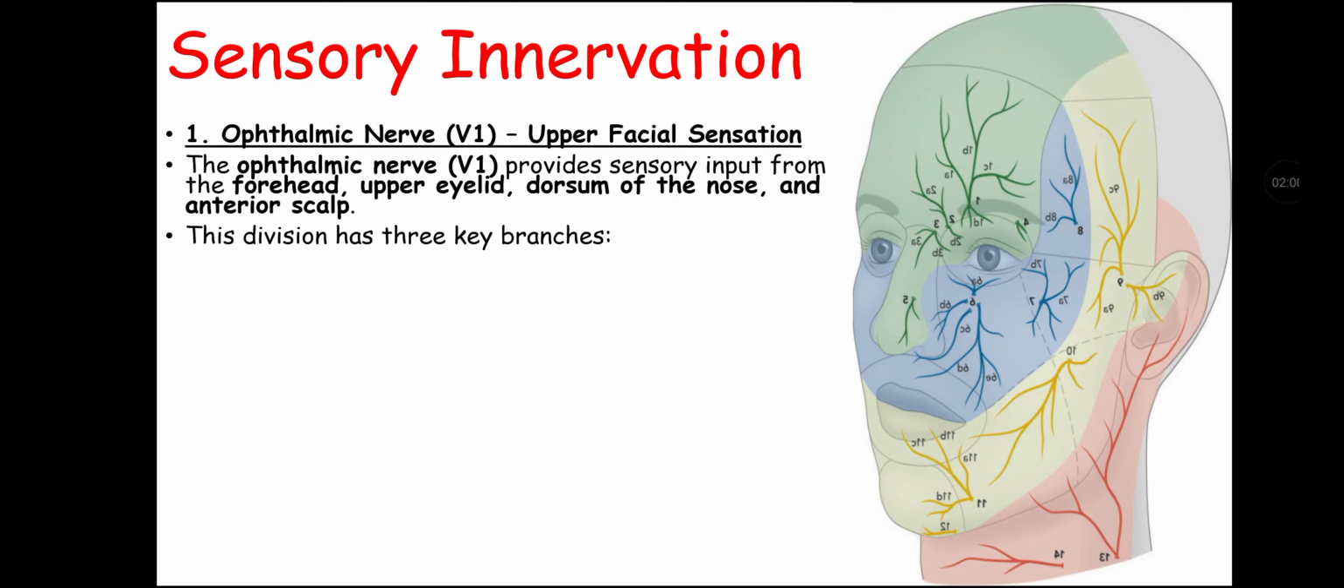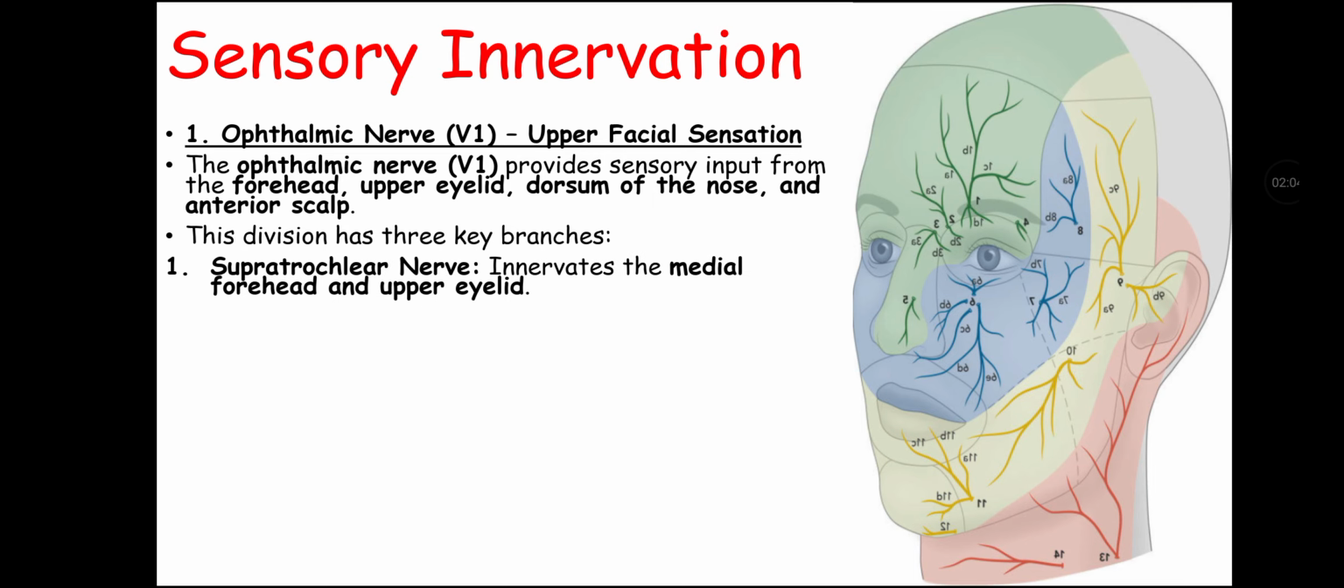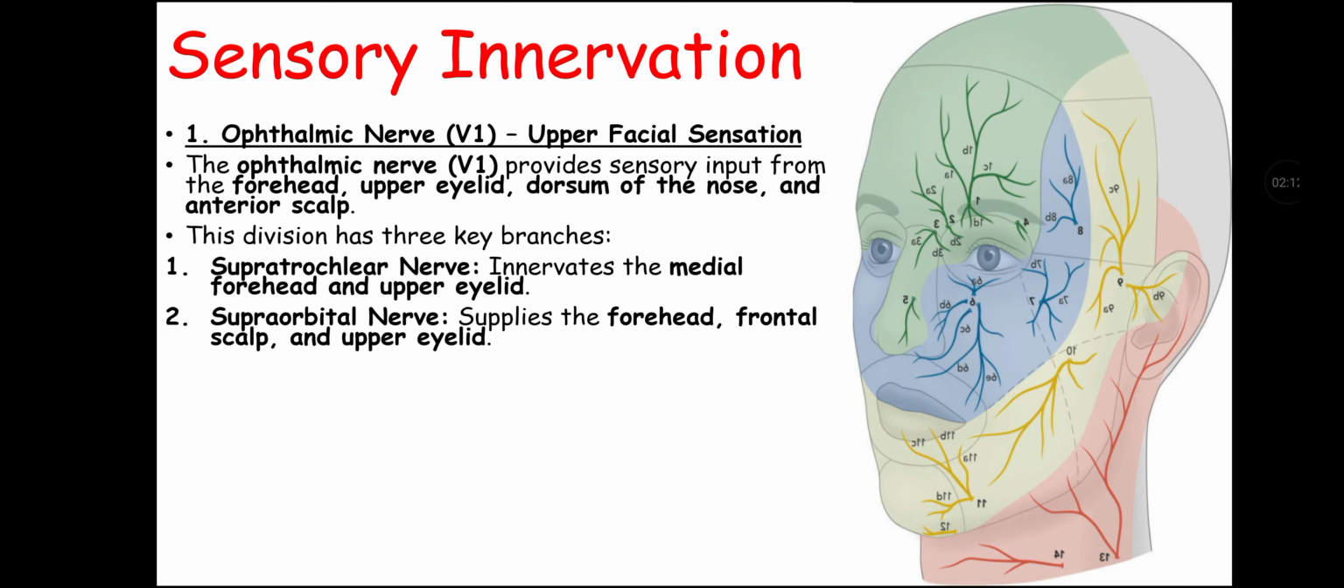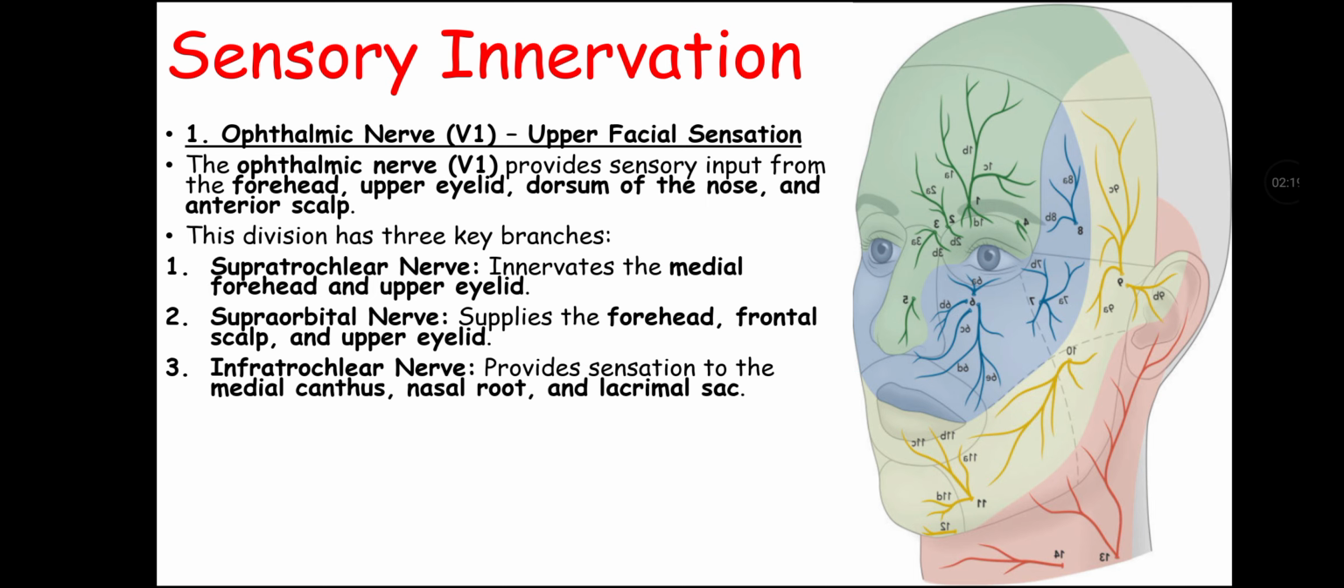The division has three key branches of nerve supply, that are the supratrochlear nerve that innervates the medial forehead and upper eyelid. Then it has the supraorbital nerve that supplies the forehead, frontal scalp, and upper eyelid. And the third branch is the infratrochlear nerve that provides sensation to the medial canthus, nasal root, and lacrimal sac.